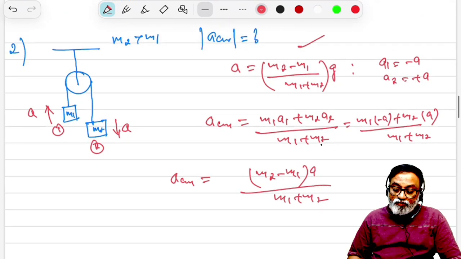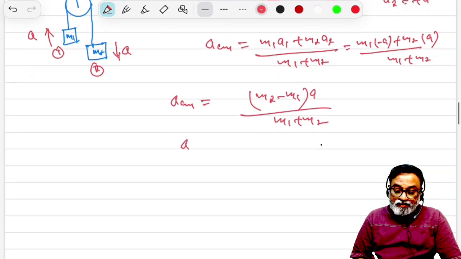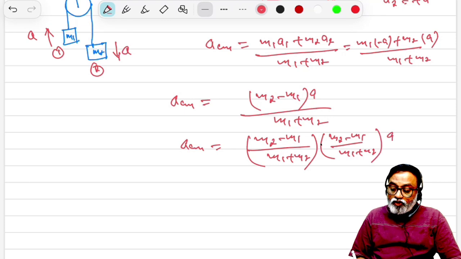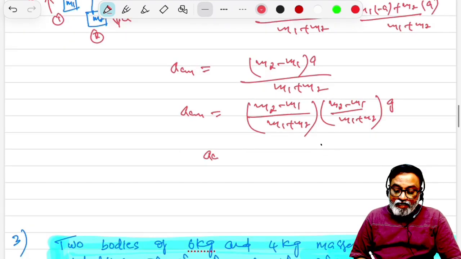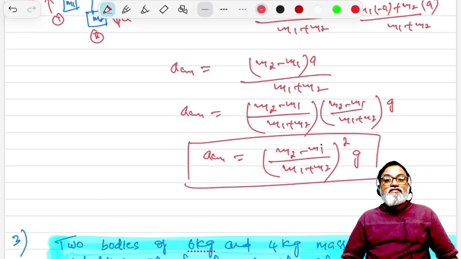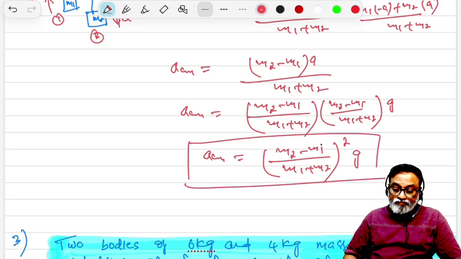But a is equal to m2 minus m1 by m1 plus m2 into g. Therefore, acceleration of center of mass is m2 minus m1 by m1 plus m2 into a, that means m2 minus m1 by m1 plus m2 into g. Therefore, finally, acceleration of center of mass is m2 minus m1 by m1 plus m2 whole square into g. This is the acceleration of center of mass of the system.